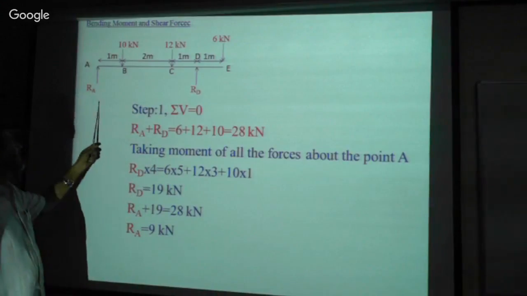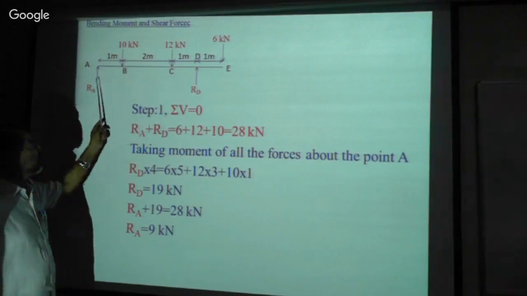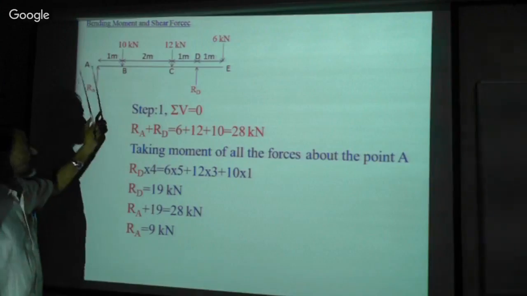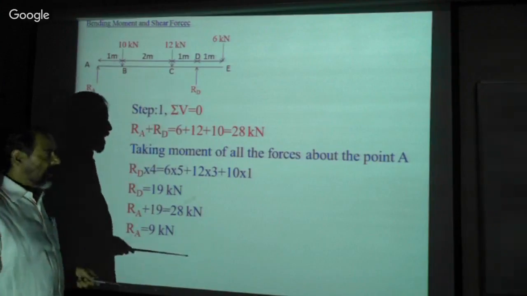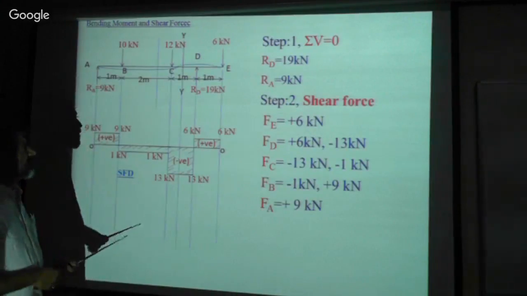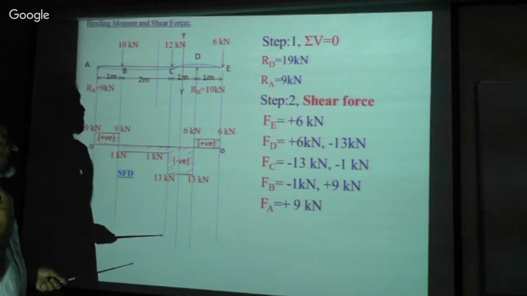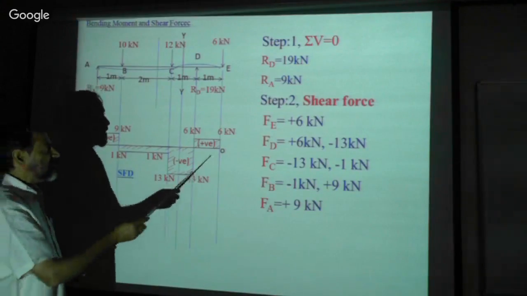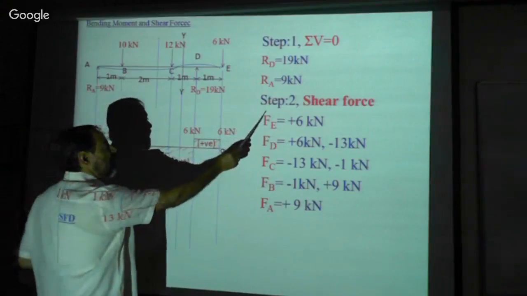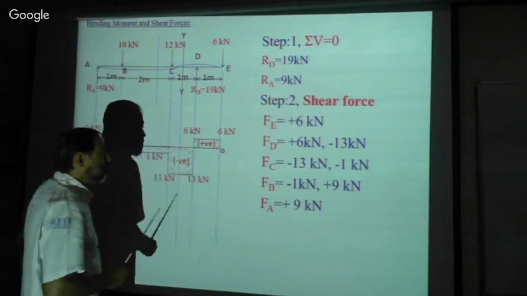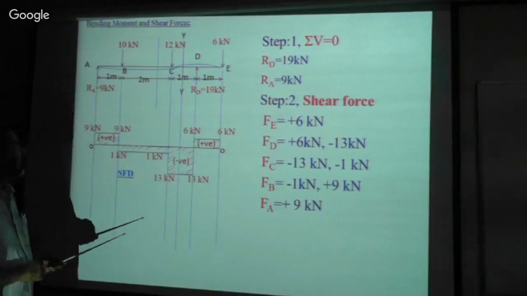That is the first stage: calculate the reactions 1 and 2, that is Ra and Rd. Isn't it? After calculating Ra and Rd, what is the next step? The second step is calculating the shear force. Therefore, what should we do now?